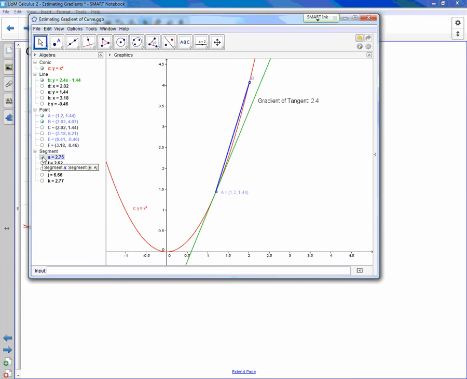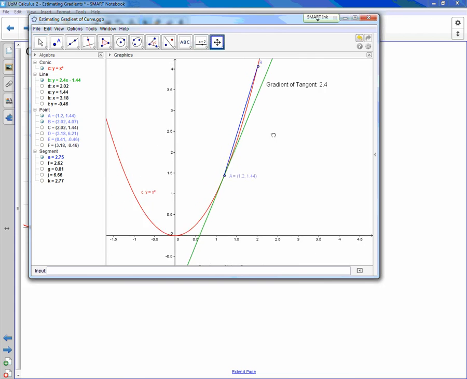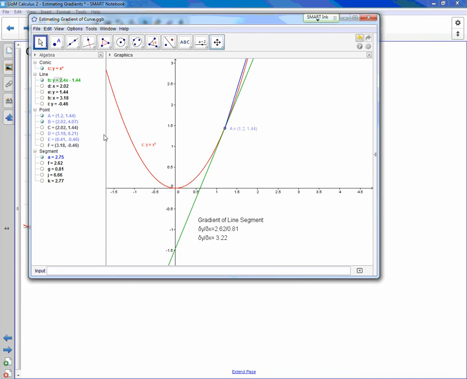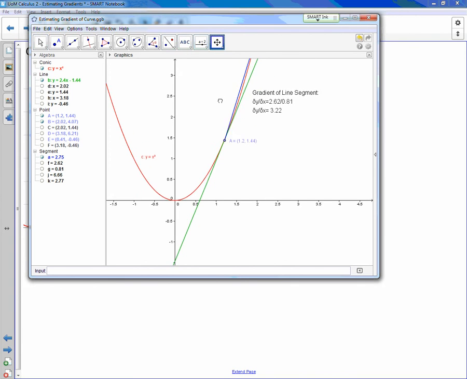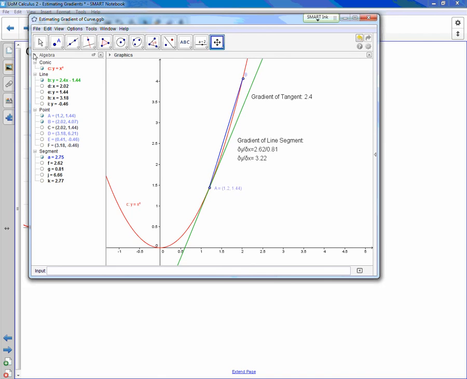Now we can see that the gradient of our line segment AB, or our chord AB, isn't the same as the gradient of our tangent. Clearly isn't. However, we can also see that if we take B and move it closer to A, then the gradient of that blue line gets closer to the gradient of the tangent. And I can show that to you somewhat better because down here I've got the gradient of the line segment, which is equal to delta y over delta x, where delta y is the change in vertical distance between A and B, and delta x is the change in horizontal distance between A and B. And at the moment, that's 3.22.